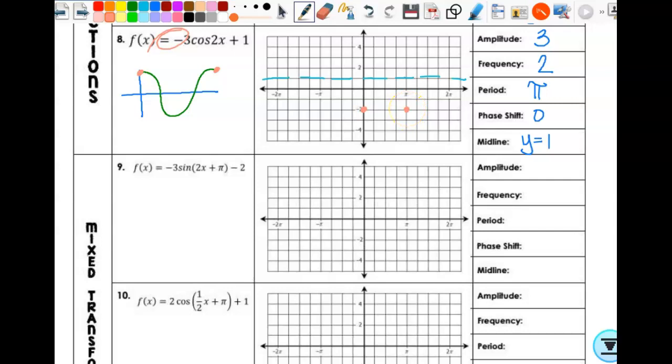Then it's half, half, half. Halfway between these two, I go on the other side of the midline. So halfway between these two from the midline, I'm going up 3. Halfway between these two and these two, I have midline zeros. So I can get these points right here and right here. And then I just repeat.